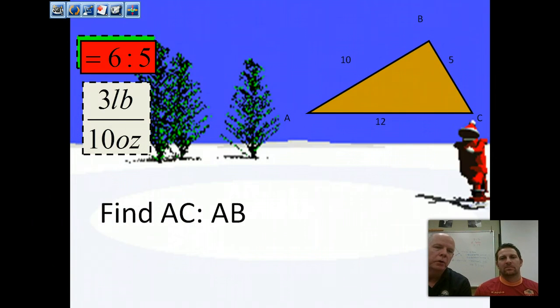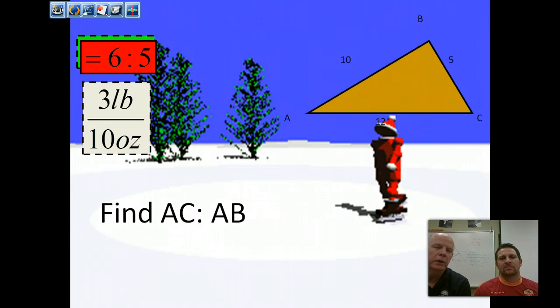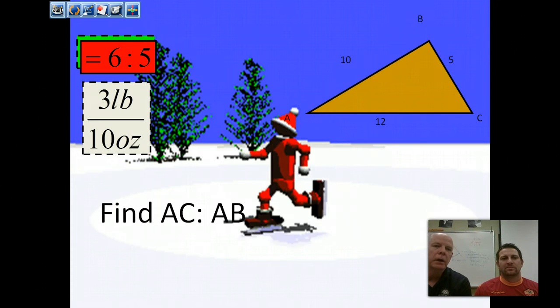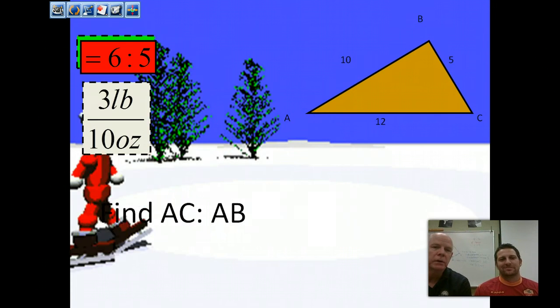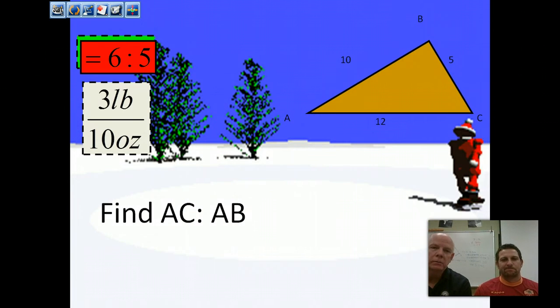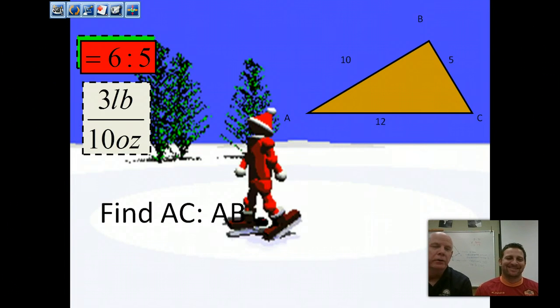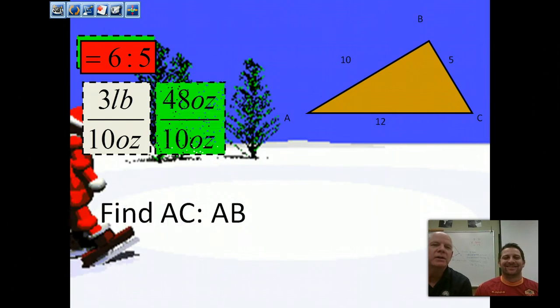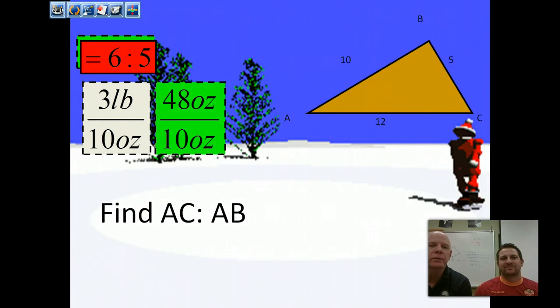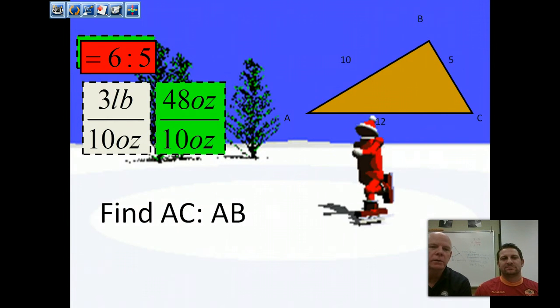So hopefully you know your American system, how complicated our system is, it's not like the metric system where everything's in tens. There's 16 ounces to a pound, so you just have to know that. If you don't know that, Google it, I guess, like you do everything else. So there's 16 ounces to a pound, and so 3 pounds would be 48 ounces, and then the 10 ounces are on the bottom.